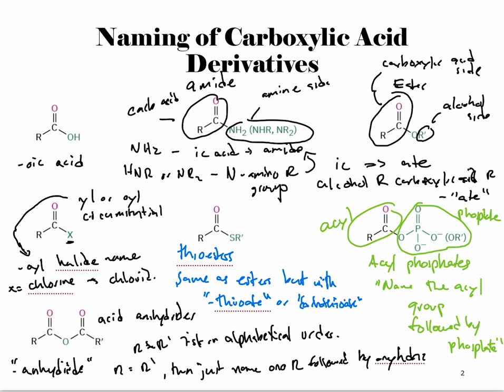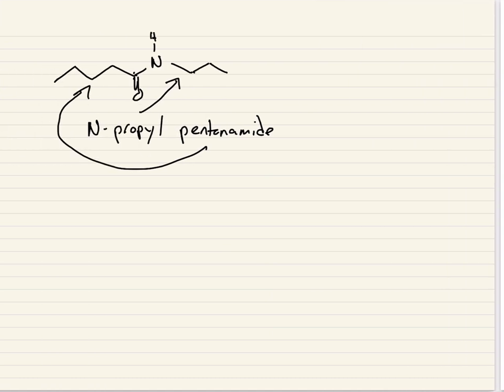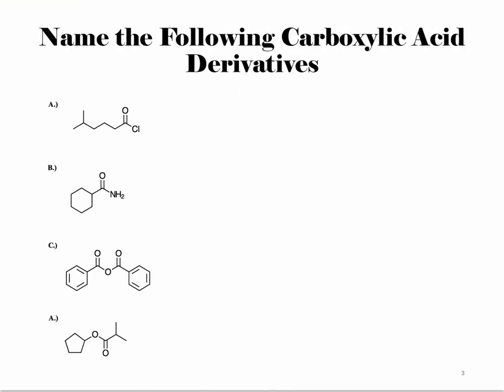Right, so those are the basic naming rules for a lot of the carboxylic acid derivatives. I know it's a lot to remember. We have a simple breakdown for each of them. They're basically all replacing the ic acid ending with something specific to whatever the carboxylic acid derivative is. All right, so let's look at a couple of examples here.